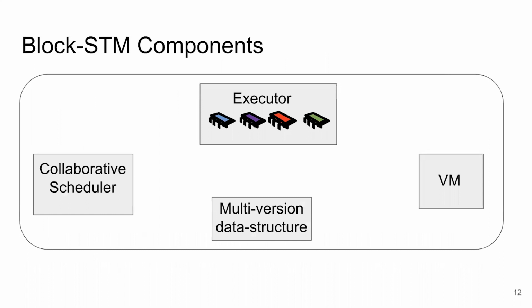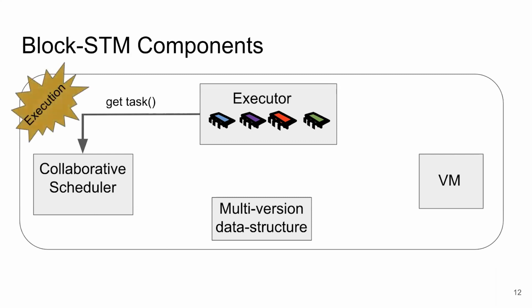So maybe I'm going too slow, but this is a high level overview of how the system looks. We have an executor, where all these threads live, and we have a scheduler that is the brains behind what it schedules. Tasks are either execute this or validate this. The way it's designed is that threads constantly repeat a loop where they try to get a task. Let's say it gets an execution task, then the thread goes to the VM with a particular transaction that it was given, and says execute this for me.